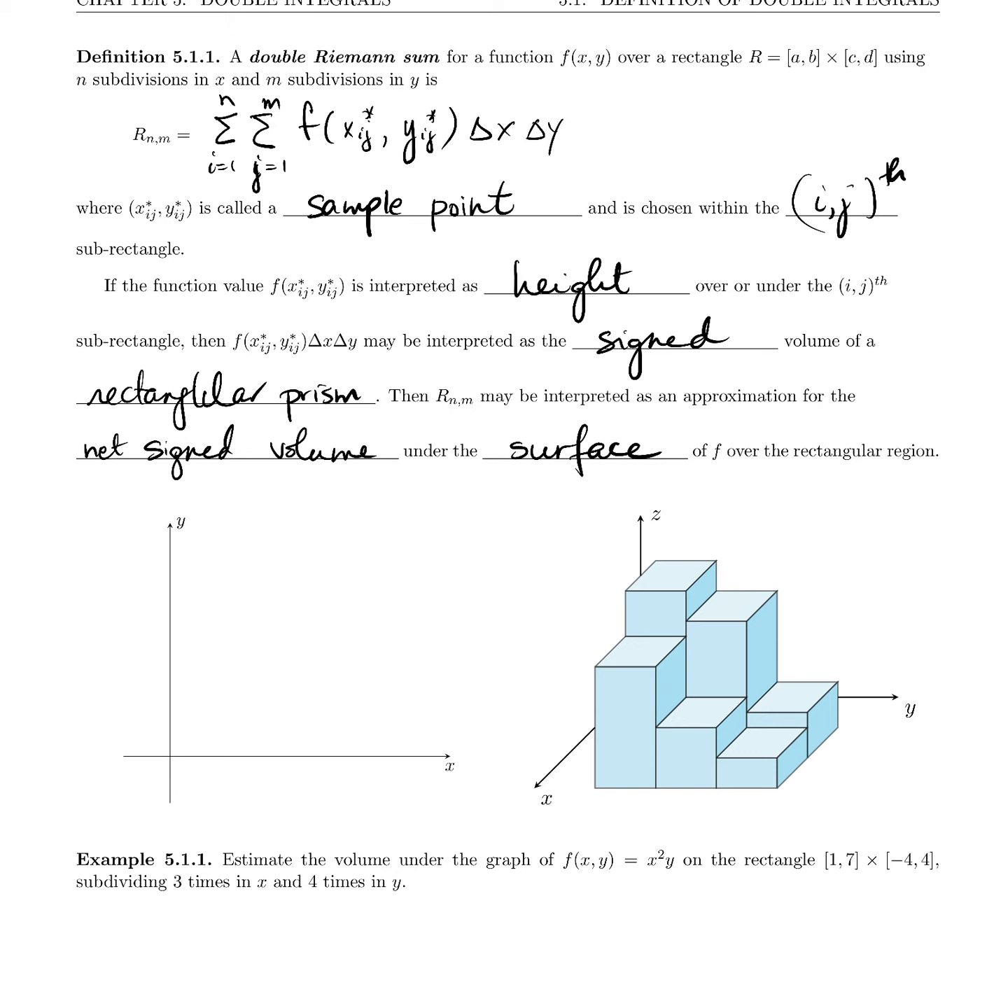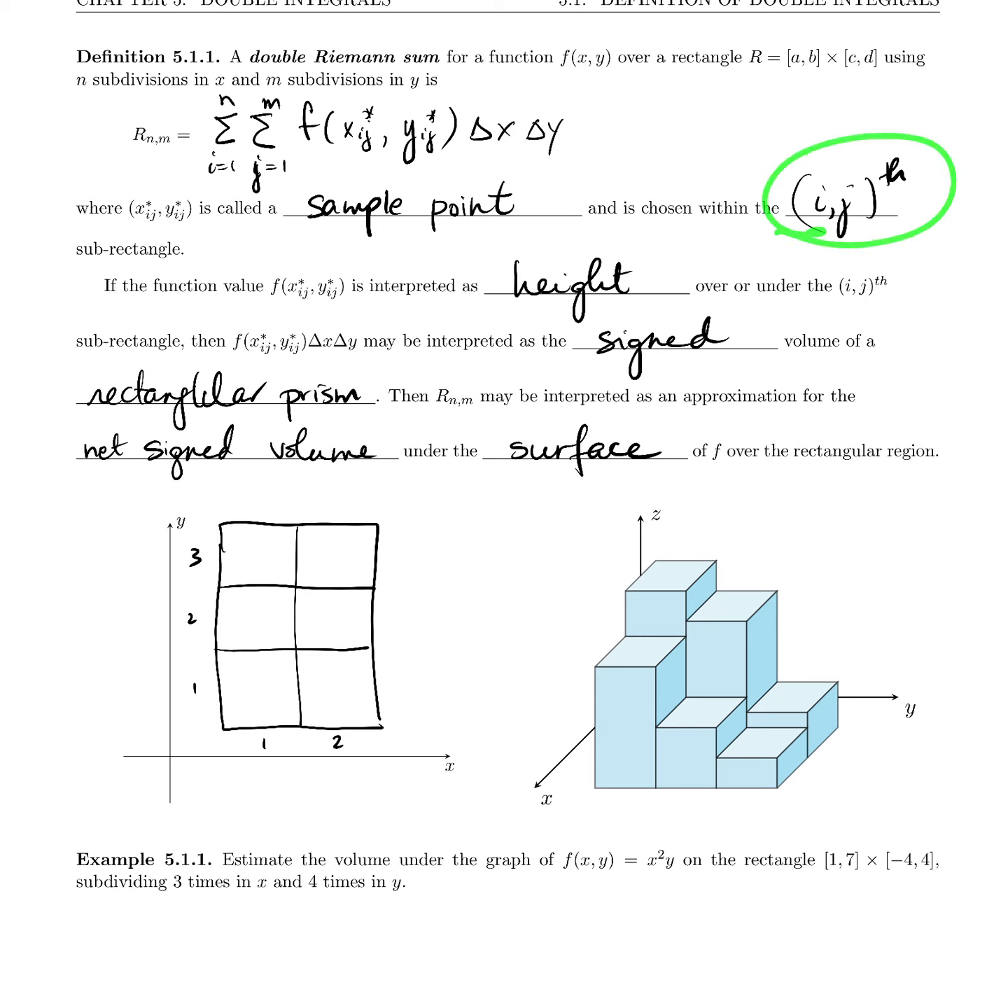Let's make a sketch to make that make even more sense. Imagine that we have our rectangle. To match the diagram here, it looks like the rectangle has been divided into 2 pieces in x and 3 pieces in y. So let's do 2 subdivisions in x and 3 subdivisions in y. Each of these is a subrectangle. When I say the ijth subrectangle, I mean, for example, the 2,3 subrectangle is the second, third.